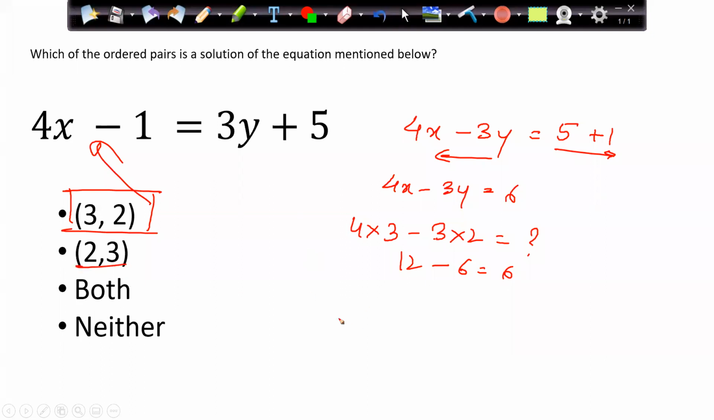What about this? 4 into 2 minus 3 into 3. 4 into 2 is 8 minus 9 equal to 6. No. So this point is not passing from the line. That means 3 minus 2 is one of the coordinates of my line. That is nothing but 4x minus 1 is equal to 3y plus 5.